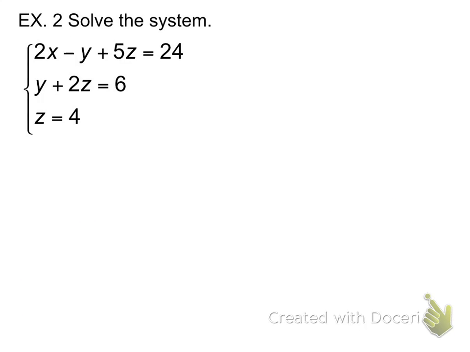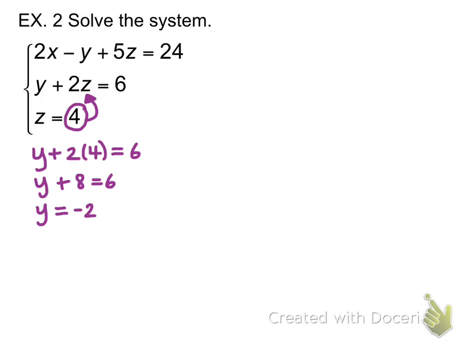Okay, so now we're going to solve the system by using back substitution in example 2. If you notice, they've given us one of the variables: z equals 4. So that makes it easier to solve this system. I can start substituting it into other equations to find out what x and y also equal. So I'm going to take what z equals and plug it into the second equation. So that's going to give me y plus 2 times 4 equals 6. So then y plus 8 equals 6, which would mean that y has to equal -2.